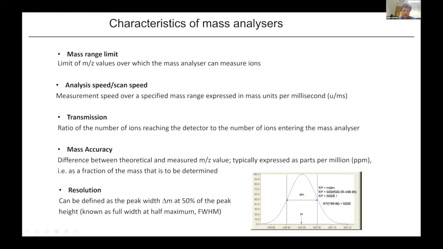And then finally, the resolution. Now, there are different definitions for mass resolution, but the one that we will be using here is where the mass resolution is defined as the width of the peak, or delta M value, at half height. So at 50% of the intensity of the mass peak. And what you find is that with increasing mass resolution, the width of that peak decreases. We'll look at that effect in a minute as well.